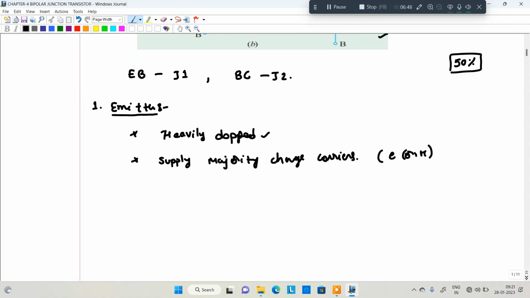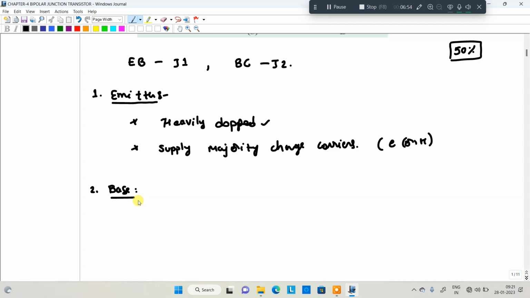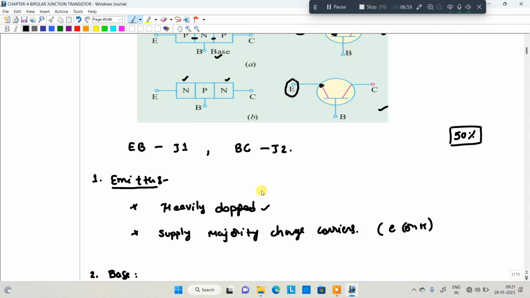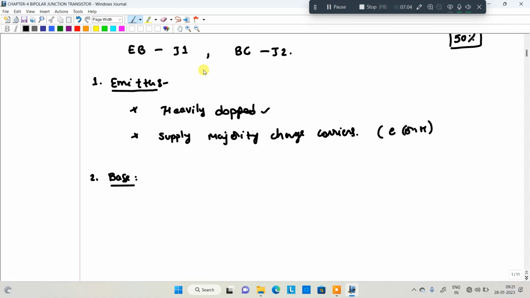Okay, now the second terminal is the base terminal. Coming to the base, it is the middle section. The first point you need to remember is that it is a very thin layer compared to the emitter and collector layers. It is around 10 power minus 6 meters.